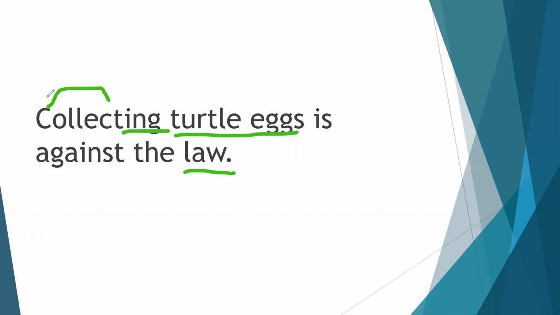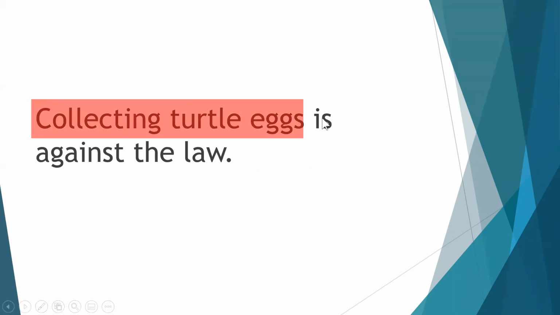So collecting turtle eggs is actually the subject here, because it is the act of collecting turtle eggs. Turtle eggs are not against the law. It is collecting them that is against the law. Okay, so this one is a bit tricky because I give you a subject that is made of 3 words. Basically, the question you must ask yourself is, what is this sentence about? This sentence is about collecting turtle eggs. If I change it, I can say collecting turtle eggs is how people make a livelihood. Collecting turtle eggs is done on the beach. Collecting turtle eggs is not easy.